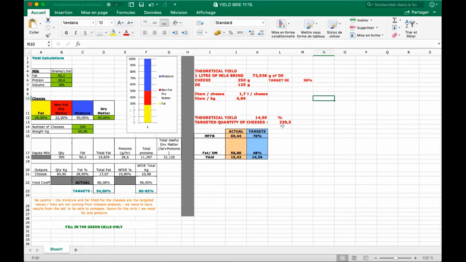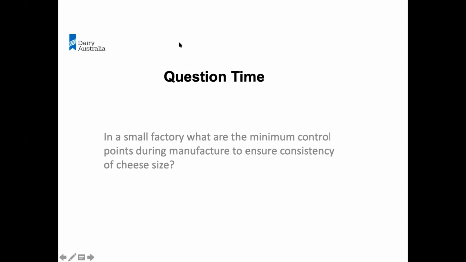So this kind of system permits us to anticipate the quantity of cheese that you should make according to the quality of the milk. So this is one of the first parameters, right? Then the next one, we need to be able to control the moisture level at molding.